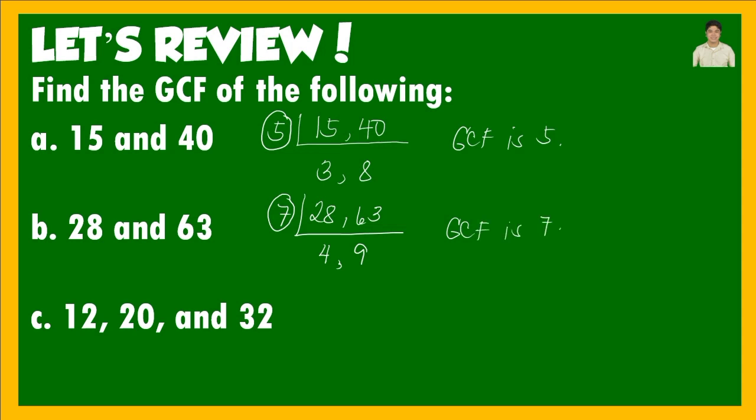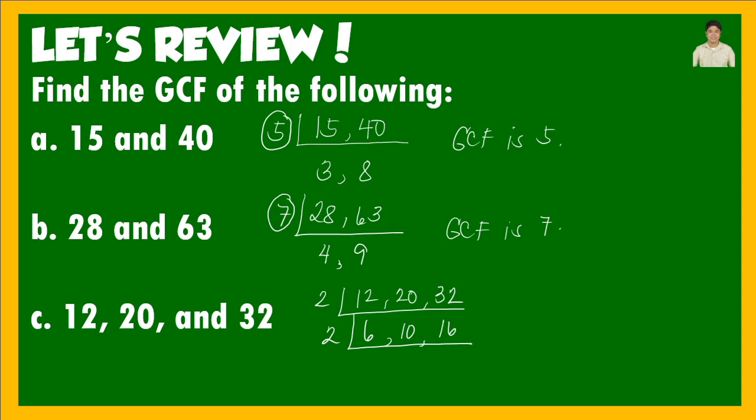And then finally, we have 12, 20, and 32. We'll write the numbers horizontally. Since all these numbers are even numbers, we can divide them by 2. If we divide 12 by 2, we get 6. 20 by 2, that is 10. 32 by 2, that is 16. Then looking at the quotients, they are still even numbers, so we can still divide by 2.